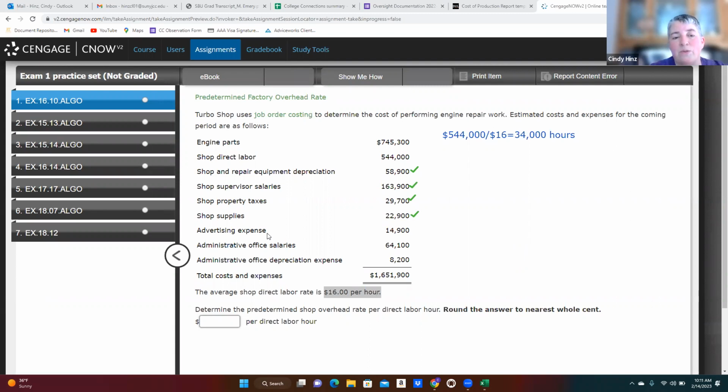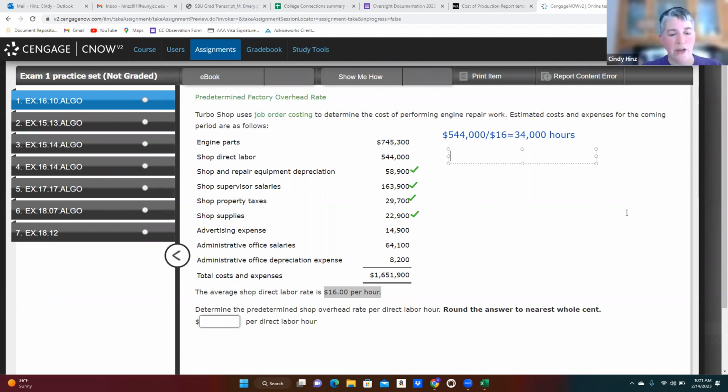So think back to chapter 15, that extra diagram that I have in the reference materials, where we know that we can divide all costs into product or period costs. Well, period costs are the selling, general, and administrative costs. And so that would include the advertising expense, the administrative office salaries, and depreciation expense. And so those last three items are not going to be included.